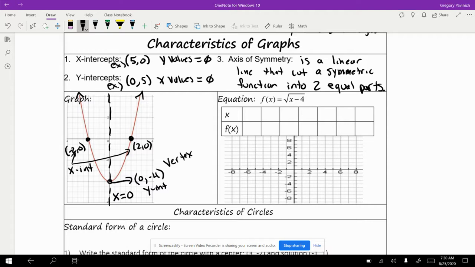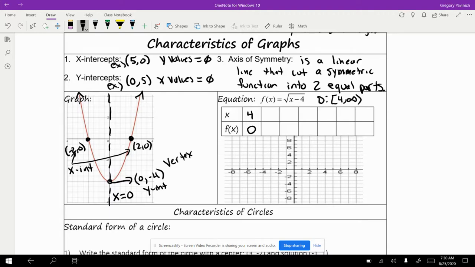I looked at the square root function. Remember the square root function, this domain would be anywhere from 4 to infinity. So we're not allowed to be negative. So I'm going to start with my first value of 4. And 4 minus 4 is 0. Square root of 0 is 0.